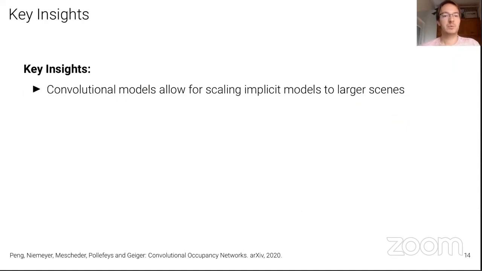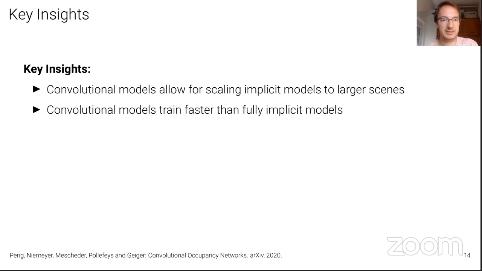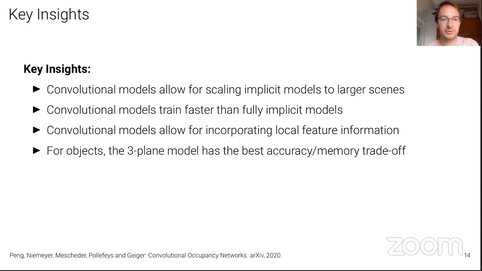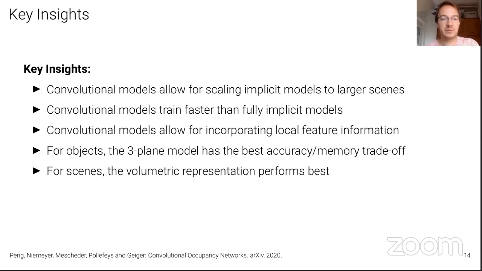So the key insights here are, well, convolutional models allow for scaling implicit models to larger scenes, which is great. So we can even tackle scenes as large as the Matterport dataset. Convolutional models also train faster compared to fully implicit models, and they allow for incorporating local feature information. For objects, we found that the free plane model has the best accuracy-memory trade-off, but for larger scenes, we found the volumetric representation to work best. And we also found that the models, at least using point clouds as input, transfer quite well from synthetic to real scenes.